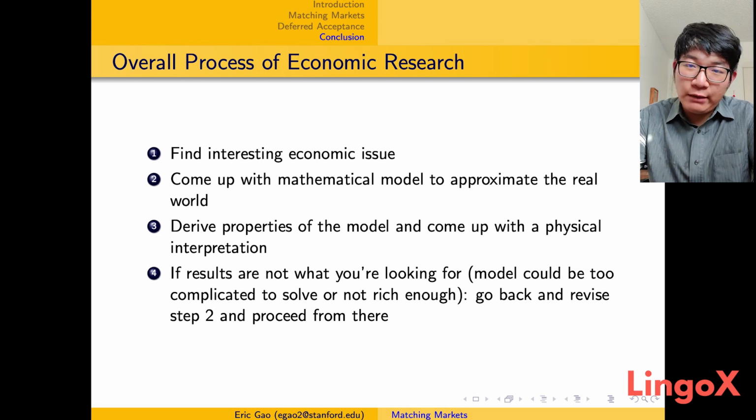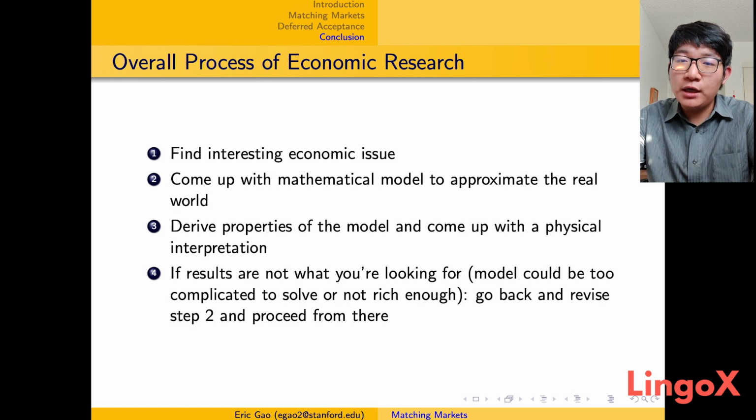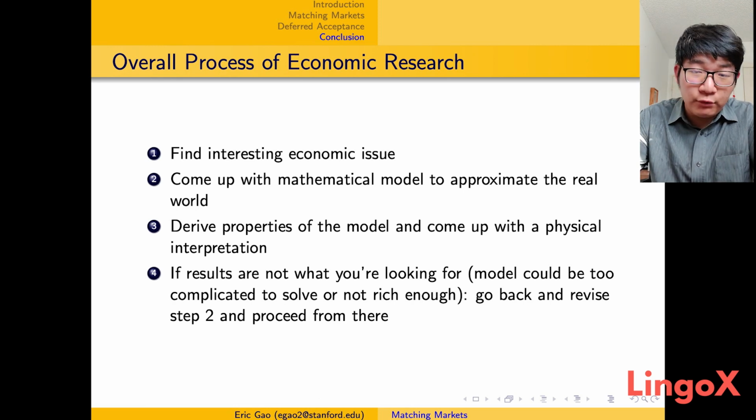So this would be the slide where we said let there be n universities and students, and have students and universities have preferences over each other. Third, we would derive properties of the model and come up with the physical interpretation. So for instance, our property would be that there's always a stable match, and the physical interpretation is that the market wouldn't unravel. We would have people who are willing to participate in the central market.